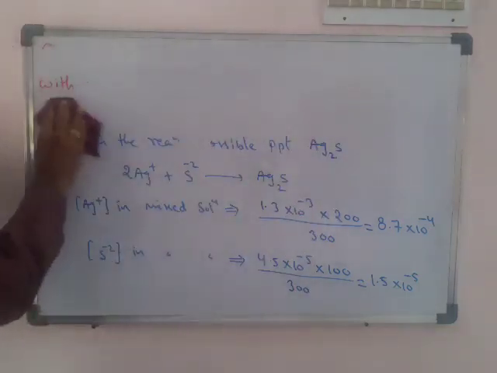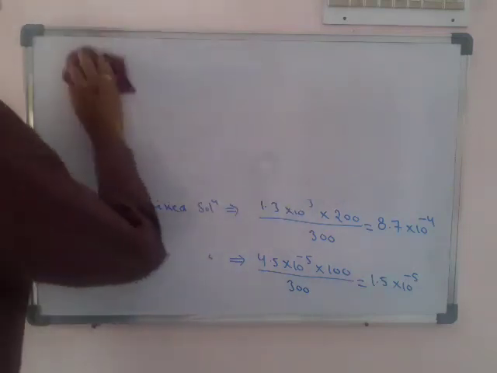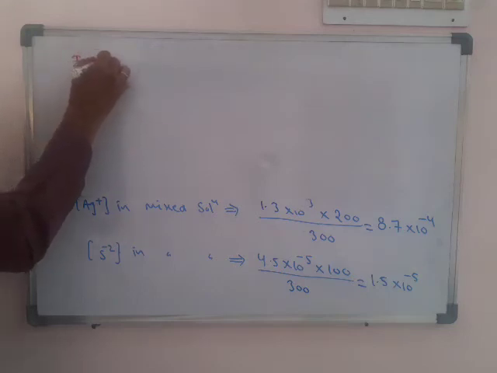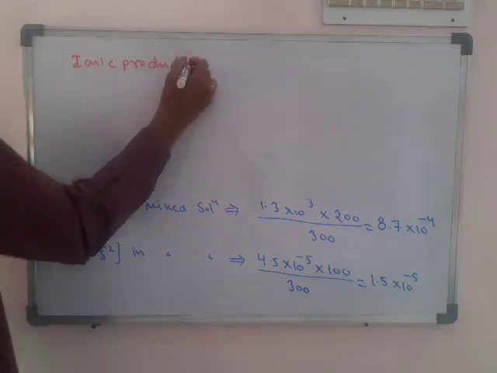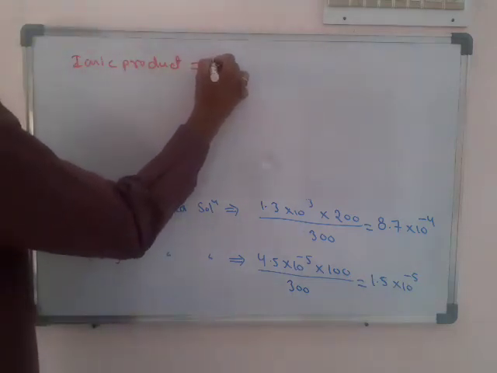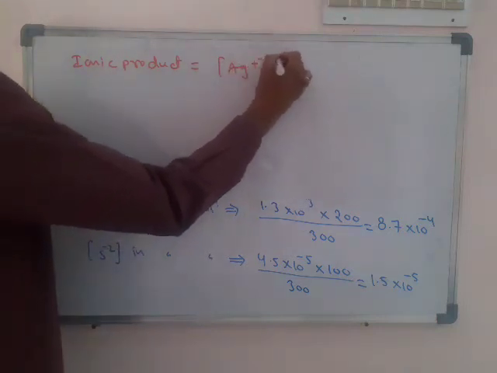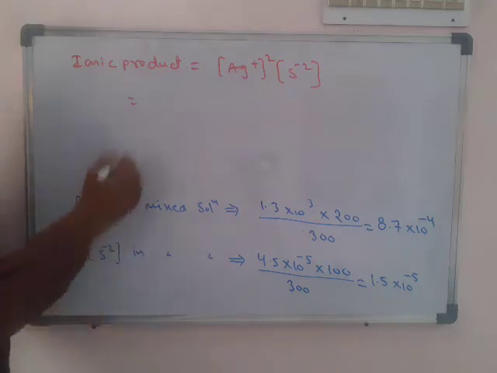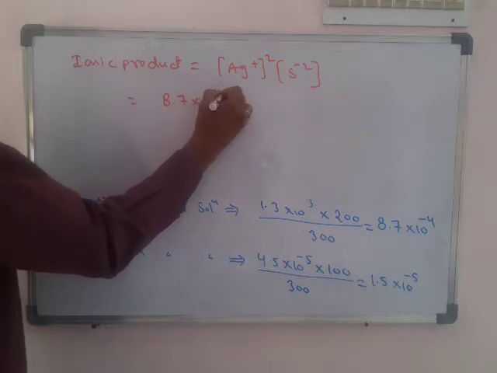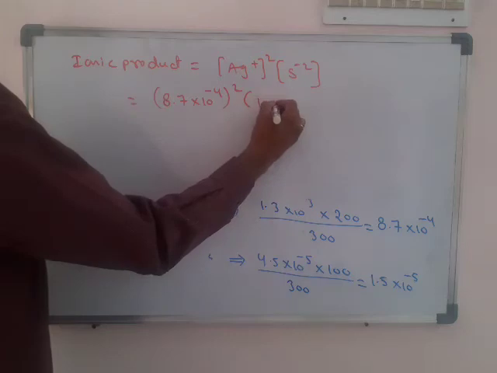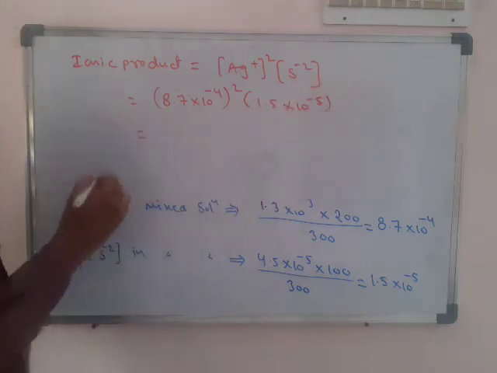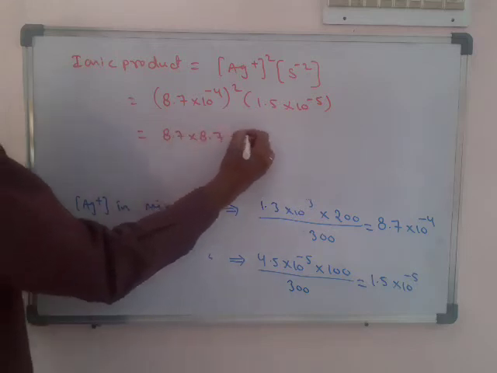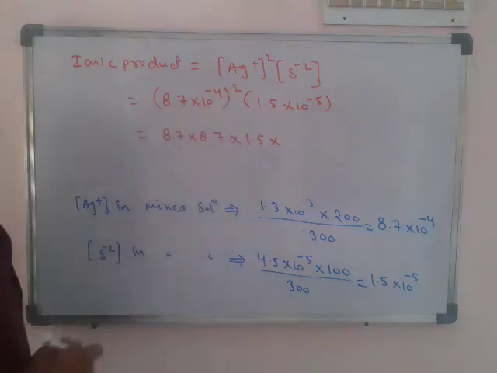So we have to calculate the ionic product first. The ionic product is Ag plus square times S minus 2, because 2 moles of Ag are present in Ag2S. So this is 8.7 into 10 power minus 4, squared. What is S minus 2? It is exactly 1.5 into 10 to the power of minus 5. So approximately we will get 8.7, this is 1.5, so this is minus 8, minus 8 minus 5 will become minus 13.